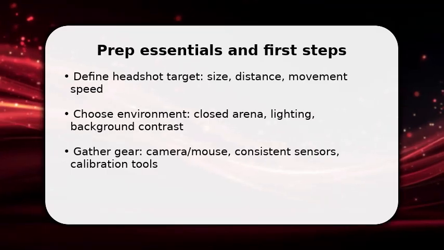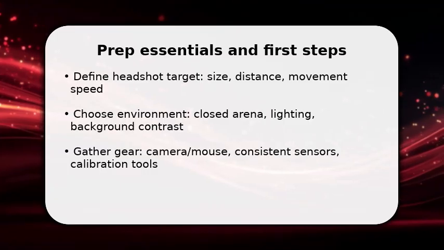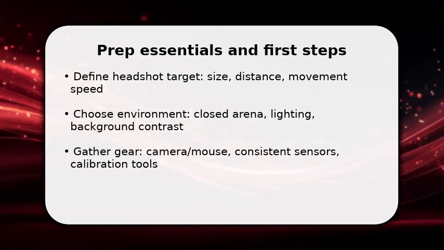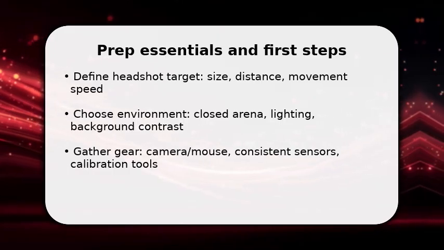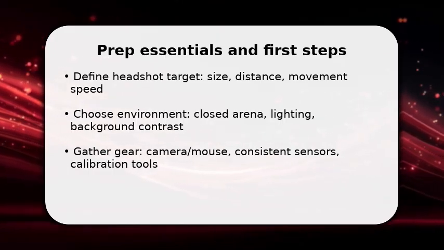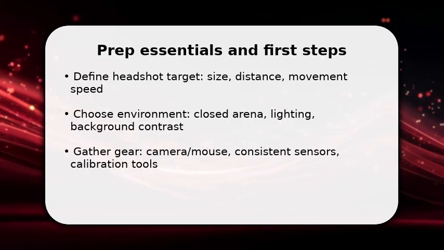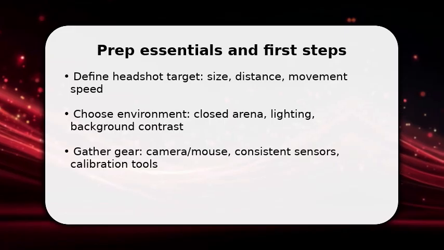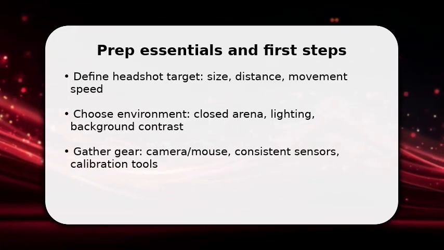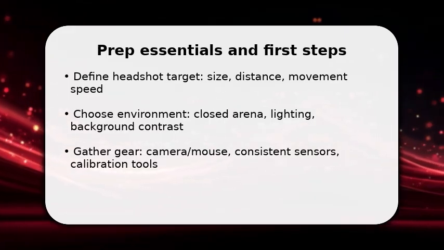You start by specifying the headshot envelope and why precision matters: target diameter, typical engagement distance, and allowed motion. First, set a dedicated space and lock down lighting and background to reduce visual noise. Then calibrate your input devices or camera so repeatable measurements are possible. This prevents drift in training data.